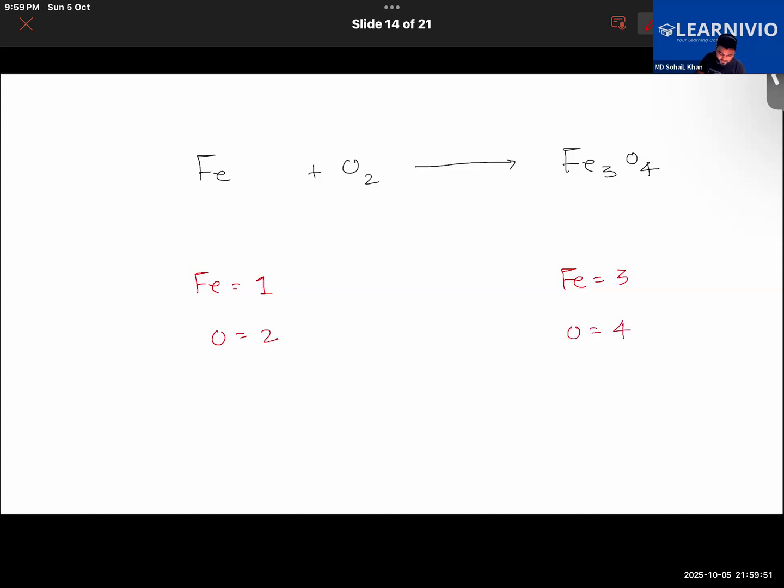Four. Okay. Now, what should we do so that we get our answer here? Think about it. Into 3, that is going to give us 3. And here we are having 2, into 2, simply 4. Isn't it balanced now? This one was easy. So, we will simply put 3 here and 2 here. Got it? 3 Fe plus.